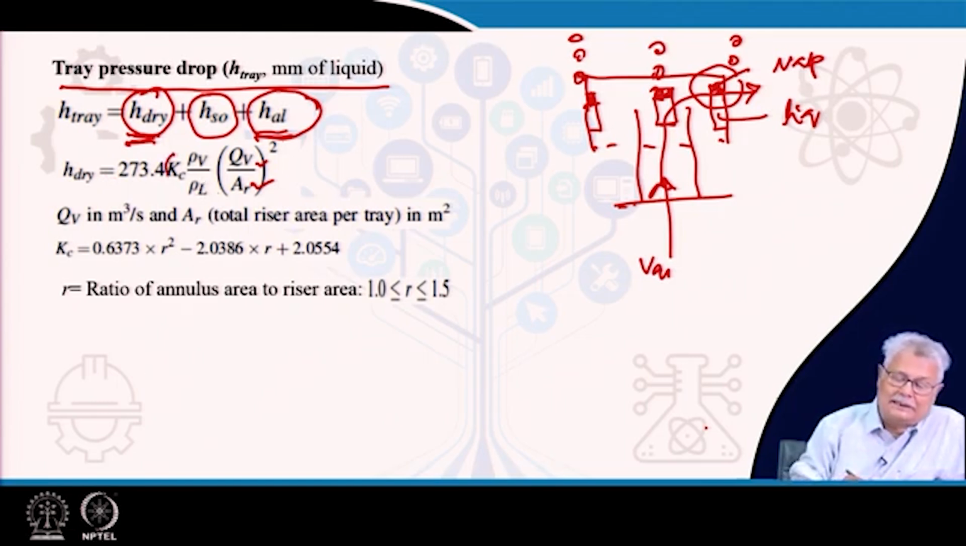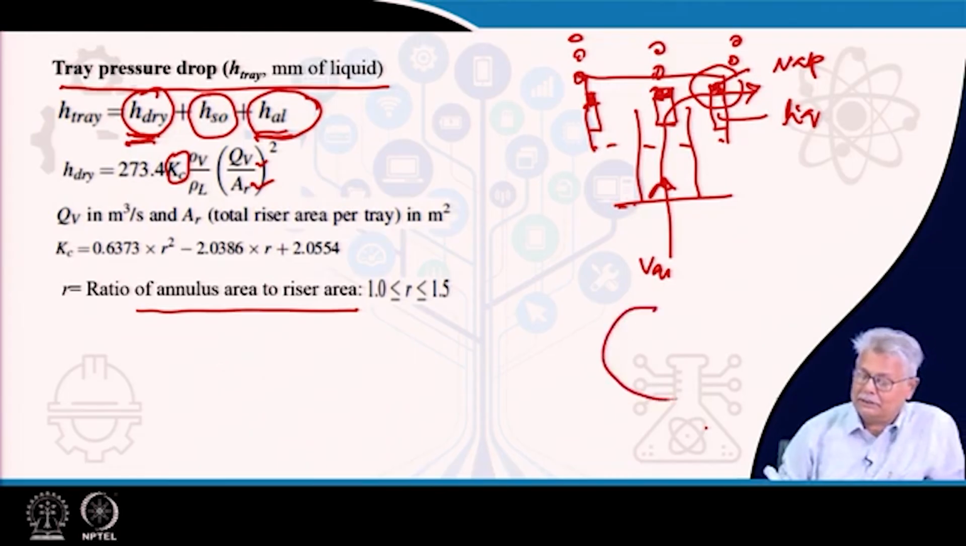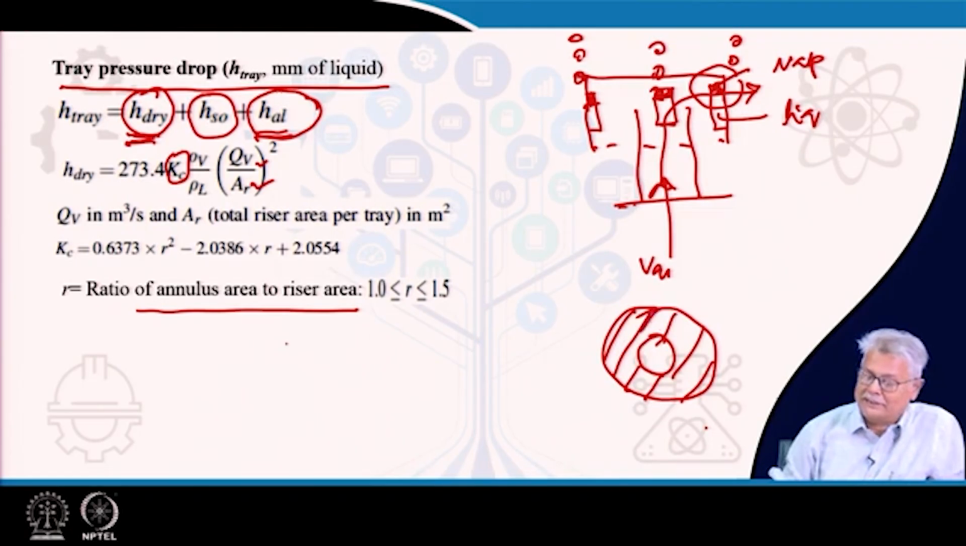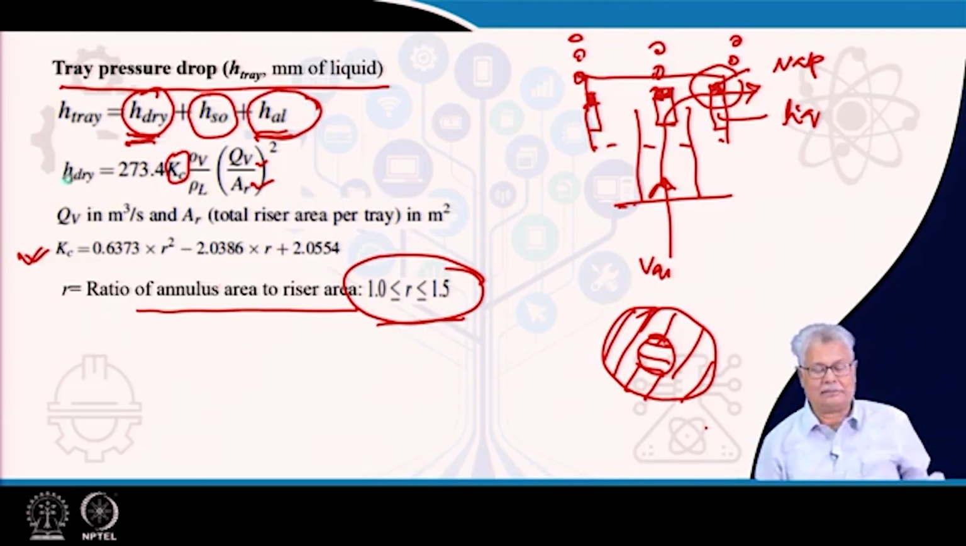Now, this Kc is an empirical term which is found out from a correlation which relates the annulus area to the riser area. What is the annulus area? If I look at my bubble cap, I have my riser at the center. So, this is going to be my annulus area and my riser area is this part. The ratio of these two typically should be between 1 and 1.5, and this is what is used in evaluating the Kc value, which is used in estimating the dry tray pressure drop.